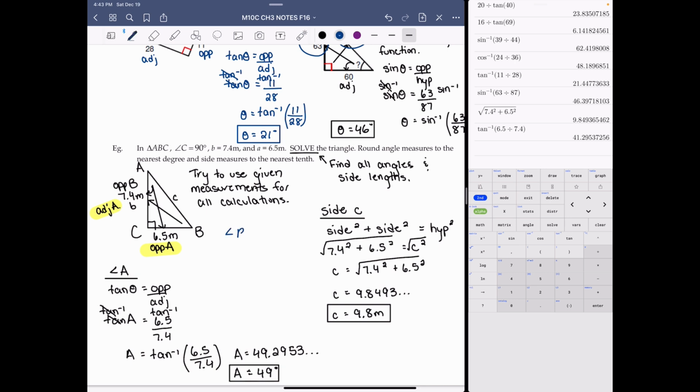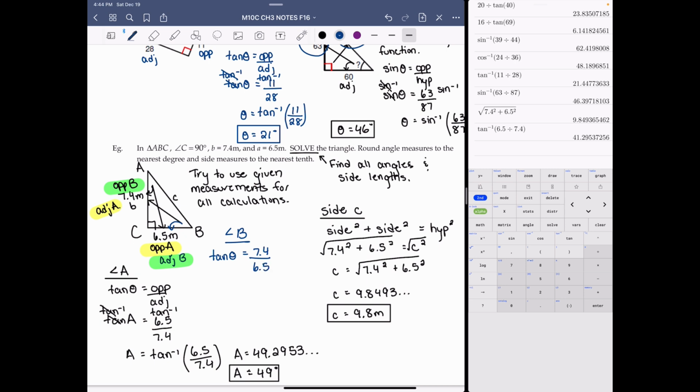And last, solving for angle B. From angle B, we have our opposite side, which is 7.4 meters, and then 6.5 meters would be adjacent to angle B. We have side opposite from B and adjacent from B. Then we would use tan again. I'm just going to go ahead and plug in my values. Tan theta equals the opposite from B is 7.4 and the adjacent from B is 6.5.